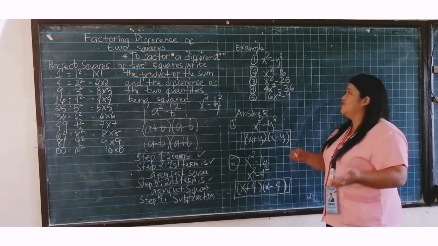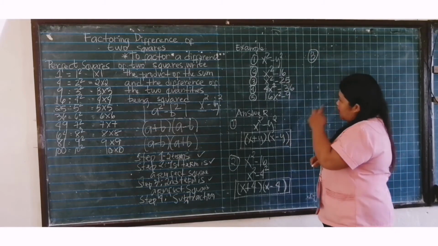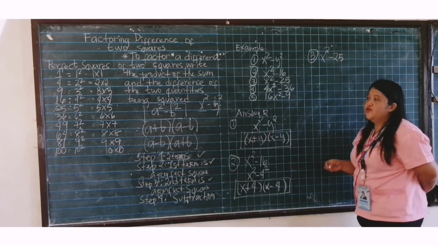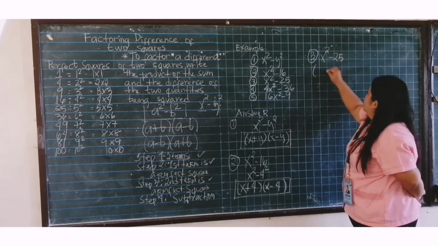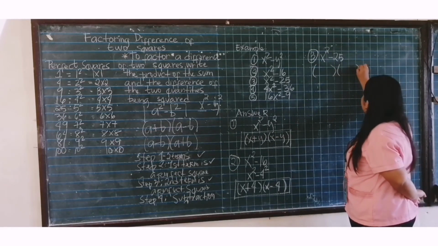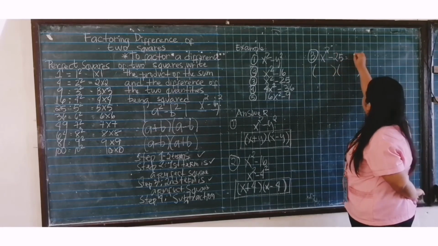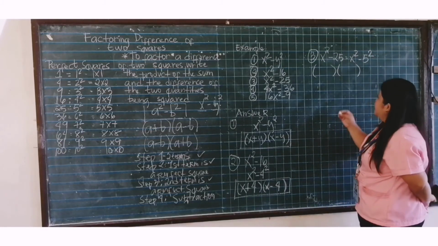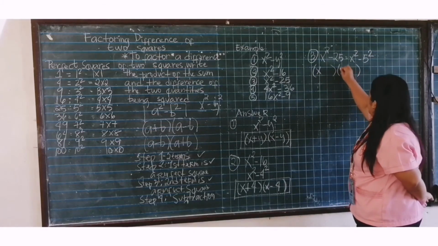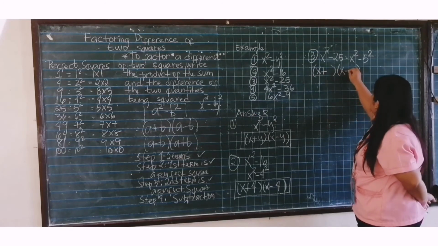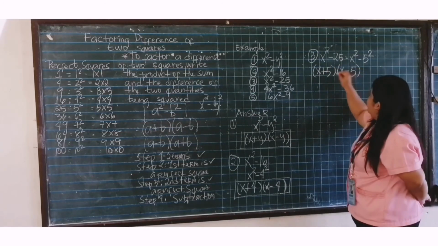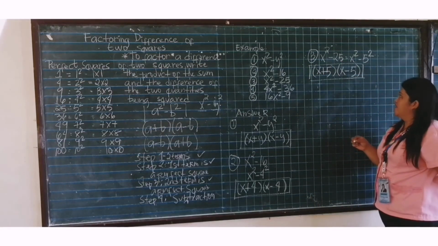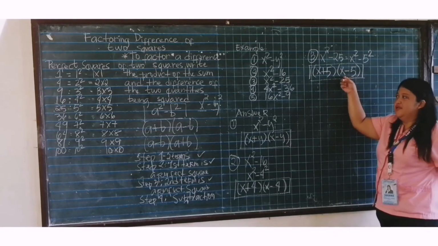Now let's try to solve our example number 3. x squared minus 25. Following the steps, we can factor this. We first write x squared minus 25 as x squared minus 5 squared. Then distribute x here and x, and then add, subtract 5 and 5. So the factored form of x squared minus 25 is x plus 5 and x minus 5.